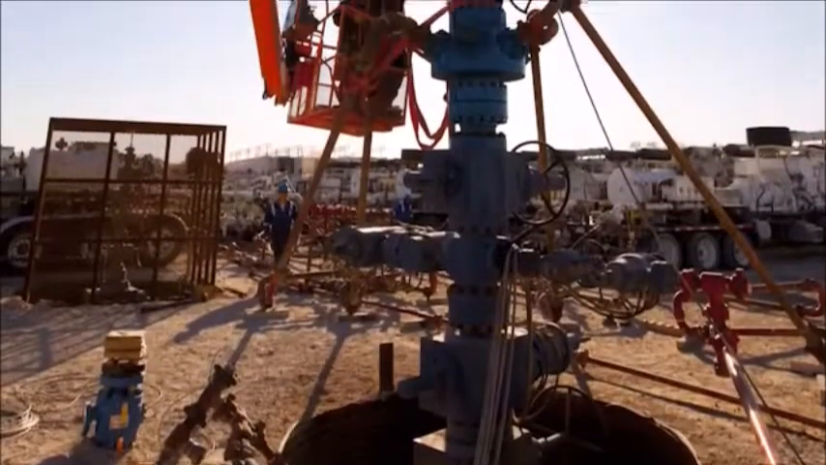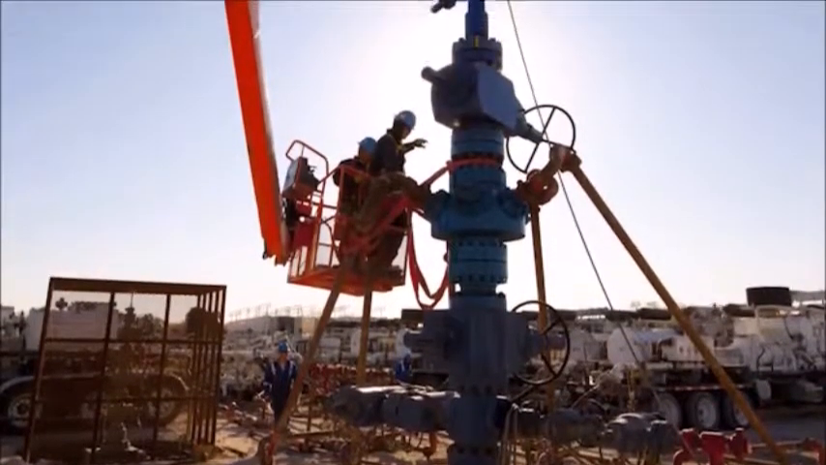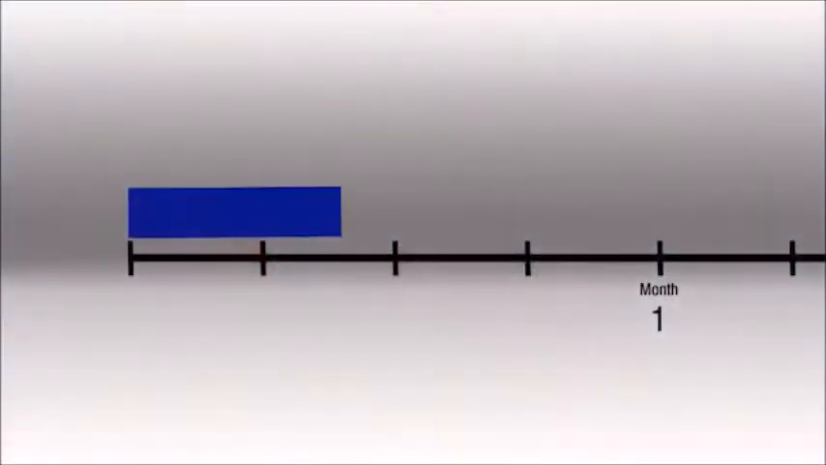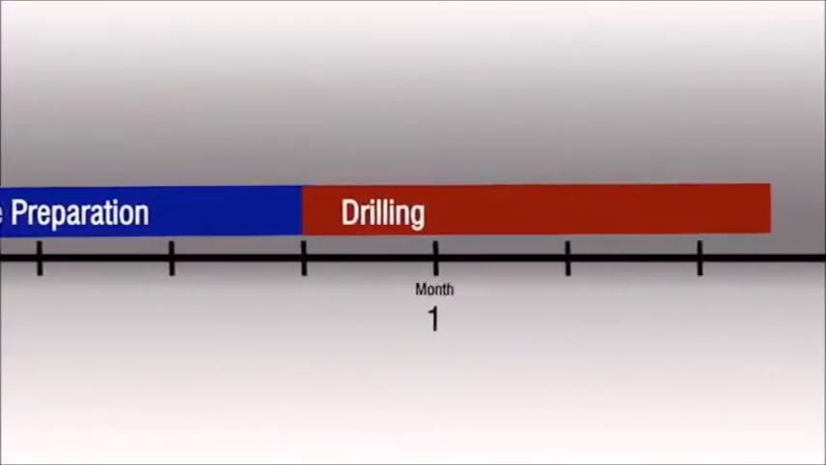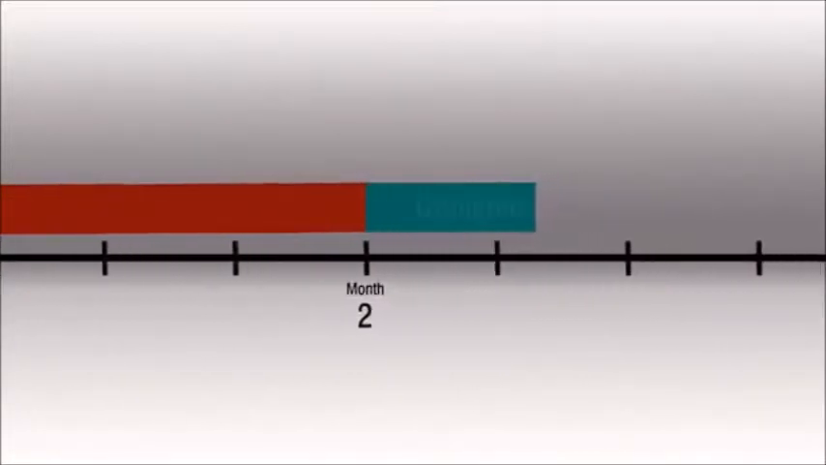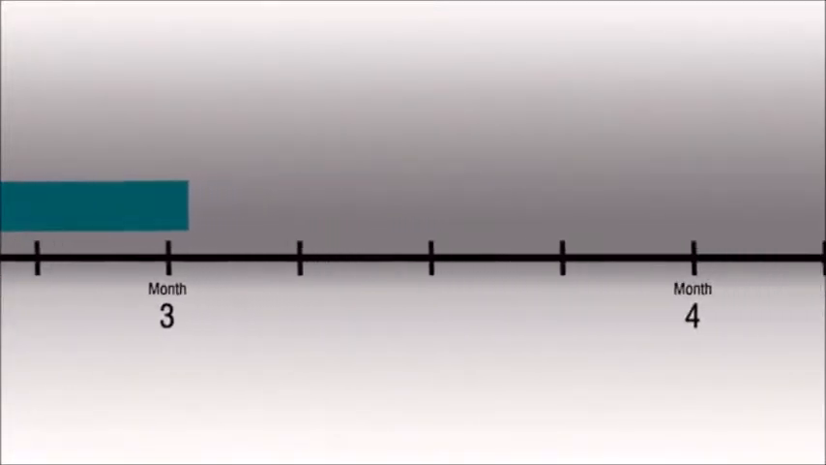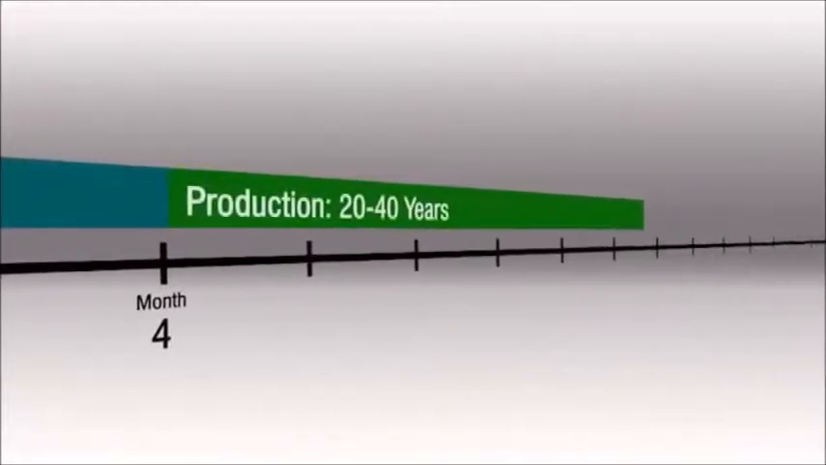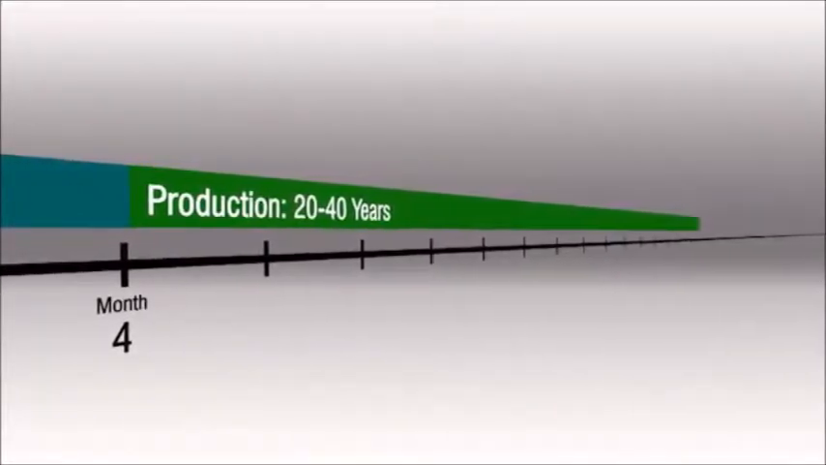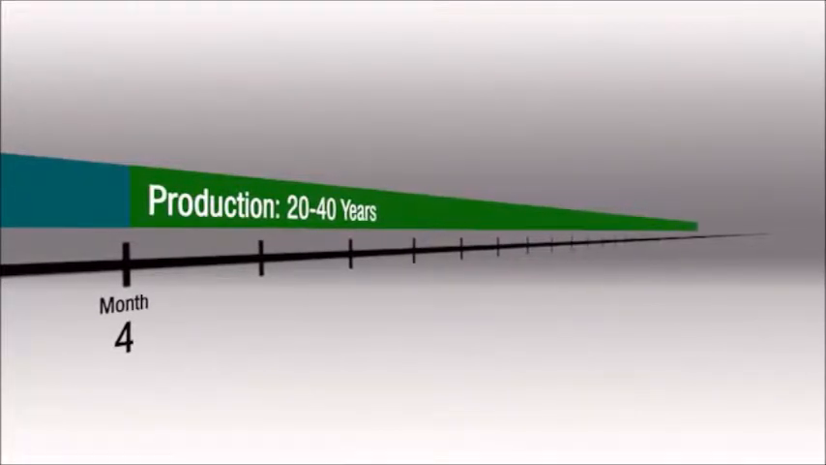The whole process of developing a well typically takes from 3 to 5 months. A few weeks to prepare the site, 4 to 6 weeks to drill the well, and then 1 to 3 months of completion activities, which includes 1 to 7 days of stimulation. But this 3 to 5 month investment can result in a well that will produce oil or natural gas for 20 to 40 years or more.